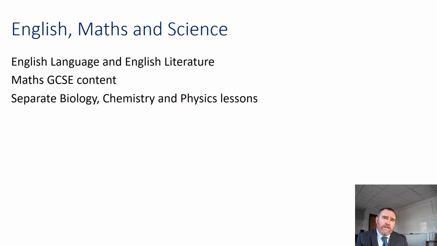I want to pause and mention English, maths and science at this point. Your English, maths and science will be slightly different in Year 9. In those areas, you'll be starting to look at some GCSE content. In maths, you'll be looking at some GCSE material. In English, you'll find that some of the periods on your timetable are called English language and some are called English literature, because at the end of Year 11, you will take a GCSE in both of those subjects. You get 2 GCSEs in English, 1 in language, 1 in literature. For science, what you will have is separate biology, chemistry and physics lessons, the 3 science disciplines. And again, at the end of Year 11, you'll actually get 3 GCSEs in science, 1 for each of those subjects.